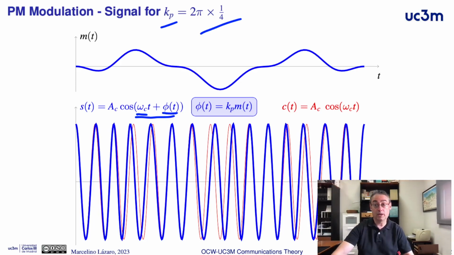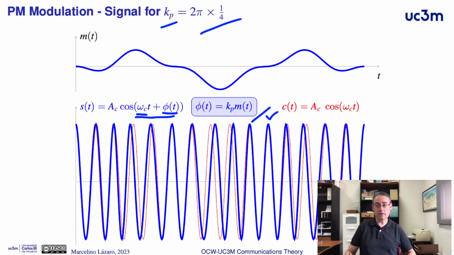of t, where we have the information that we are going to transmit. For a phase modulation, this term phi of t is proportional to the modulating signal. It's just the phase deviation constant kp times the modulating signal.